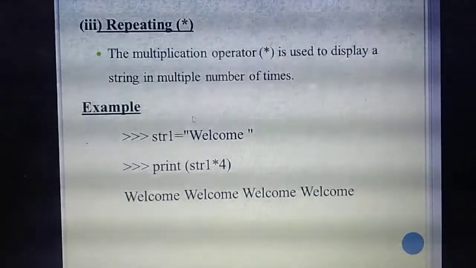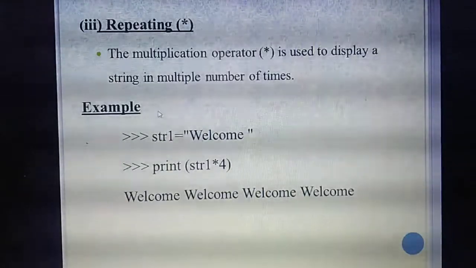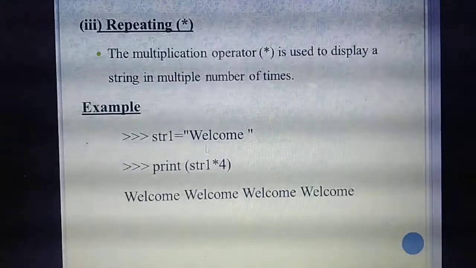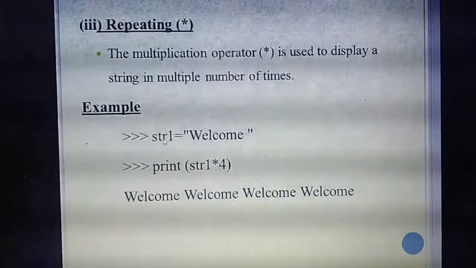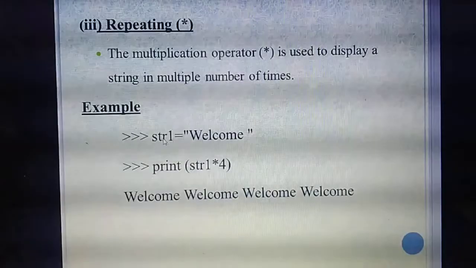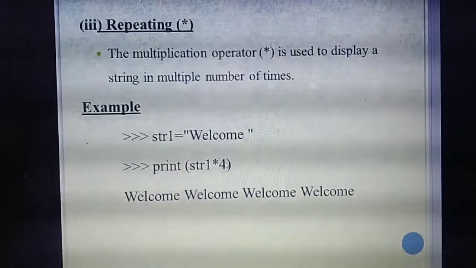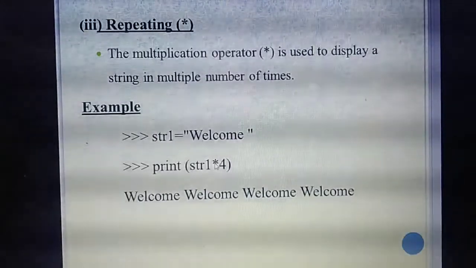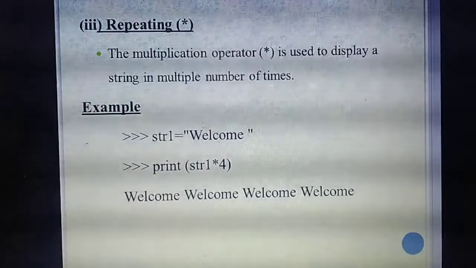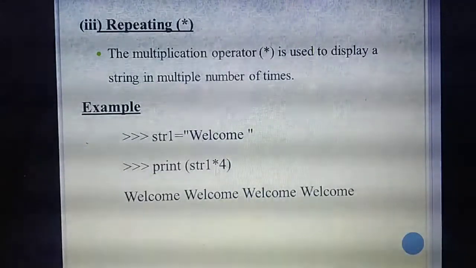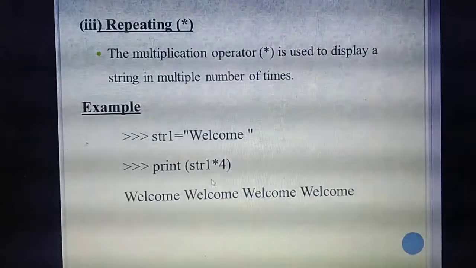Okay. See this example. They are giving one string, one word. What variable have they declared? str1. In this variable str1 they are giving one word, welcome. See the next line. Print. They are going to print the string into 4, that means star 4. What's the meaning of that? They are going to display the word they have given inside the string how many times? 4 times. Understand?